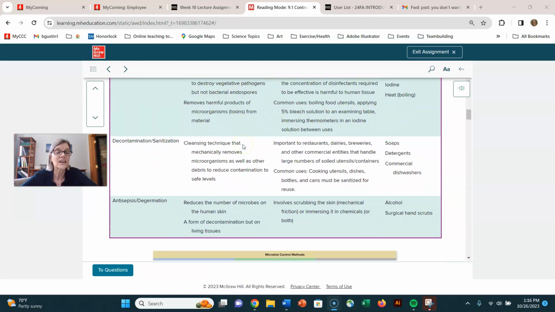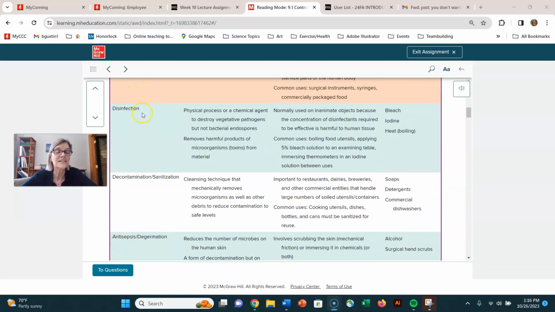Disinfection. I like to put disinfection and antisepsis together. Disinfection is a physical process or a chemical agent to destroy vegetative pathogens, but not endospores. And so remember that some bacteria make endospores, and they are highly resistant to environmental conditions, to chemicals and physical control. And so when we're talking about disinfection, and we do a lot of disinfection around our houses, we're targeting being able to kill the vegetative pathogens, the bacteria in the form that they're actually growing. We're not trying to kill endospores. We're not sterilizing by disinfection.